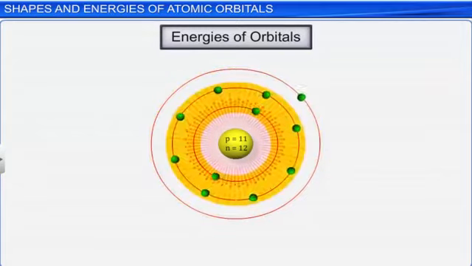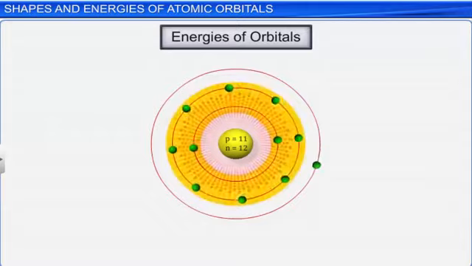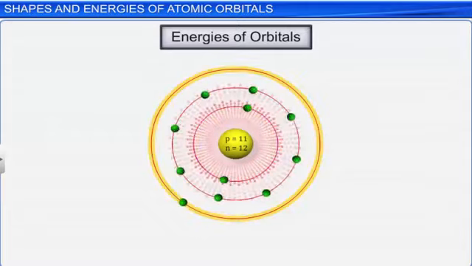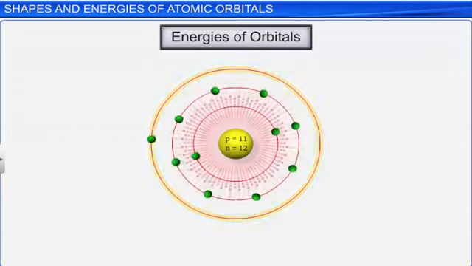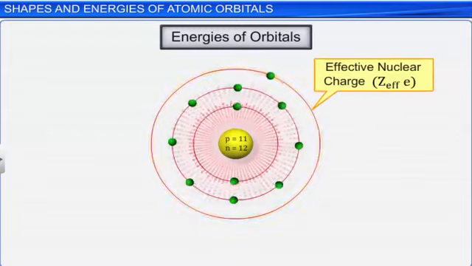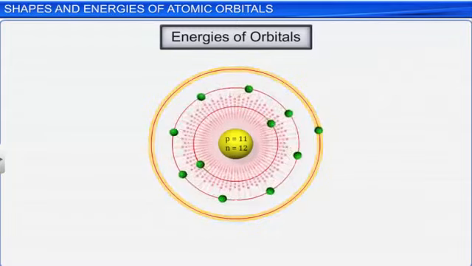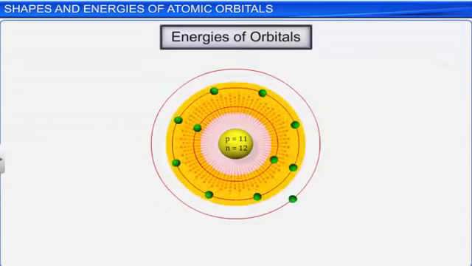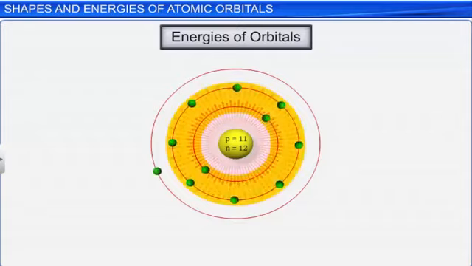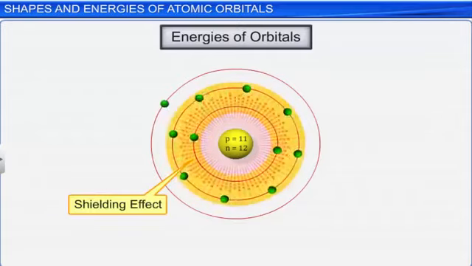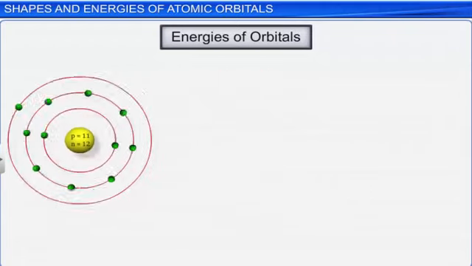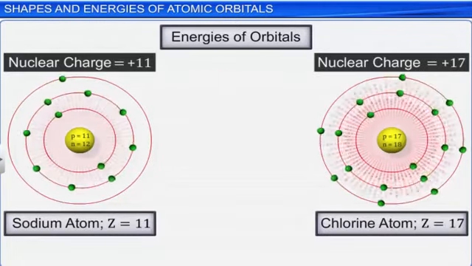Thus, the net positive charge experienced by the outermost electrons from the nucleus is called effective nuclear charge, and the shielding of outermost electrons from the attractive forces of nucleus by the inner shell electrons is called shielding effect or screening effect. Despite the shielding effect, the net attractive force experienced by the outer shell electrons increases with increase in nuclear charge.